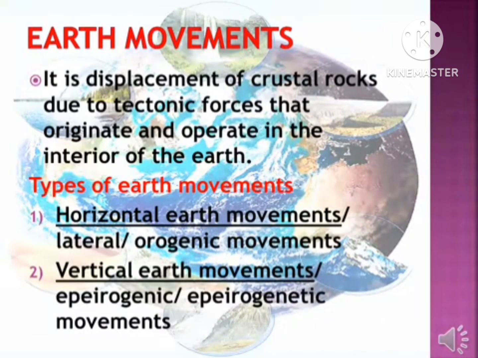Connected to the internal earth-forming processes, we have earth movements. Earth movement refers to the displacement of crust rocks as a result of tectonic forces that originate and operate in the interior of the earth. We have two types of earth movements. One, horizontal earth movement, also known as lateral or orogenic movement. And secondly, vertical earth movement, also known as epirogenic or epirogenetic movement.